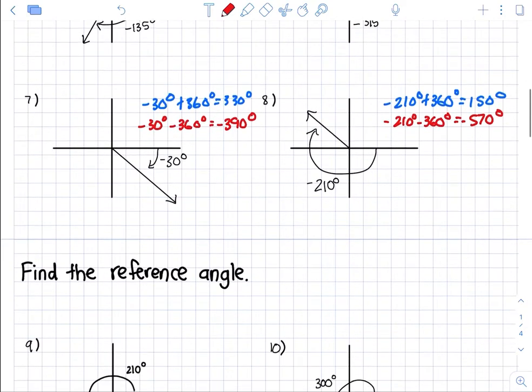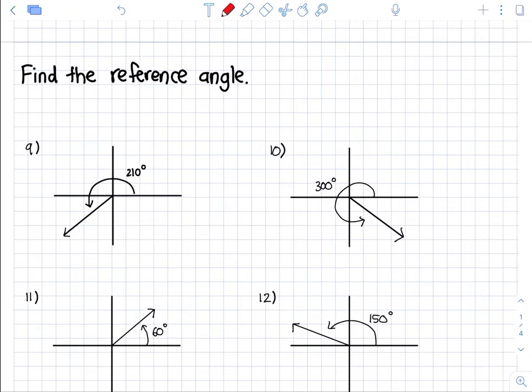All right, now let's talk about a reference angle. The reference angle is pretty much the angle formed by the x-axis and a terminal side. So let's take a look at number 9. Here's the x-axis, and here's the terminal side. So that means you're trying to find this angle measurement right there.